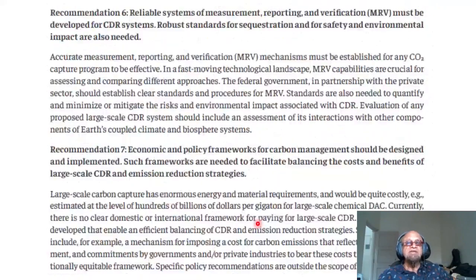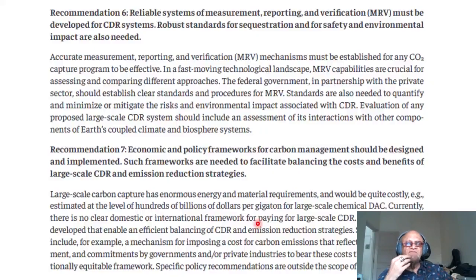Okay. Recommendation 6: reliable systems of measurement, reporting and verification (MRV) must be developed for CDR systems. Robust standards for sequestration and for safety and environmental impacts are also needed. So we have been increasing CO2. If we start drawing down, will the system just go back to normal? And will there be a shift of rainfall, temperature patterns, extremes and so on? We don't know if the return path is going to be smooth or not.